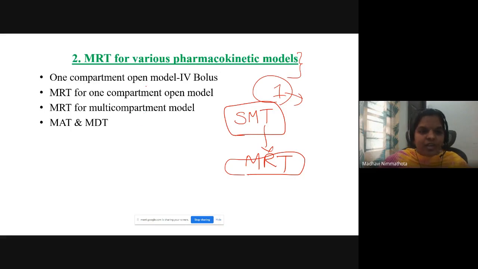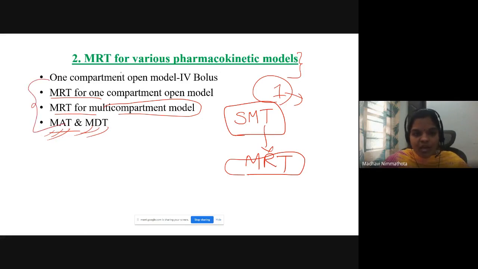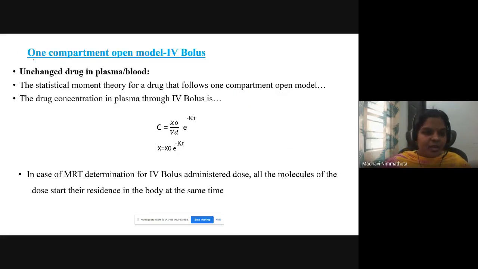One compartment open model through IV bolus, and then one compartment open model. This is for normal MRT calculation, and this is MRT for multi-compartment model, and this is mean absorption time and mean dissolution time of a drug. So here you need to learn about all these four topics under MRT for various pharmacokinetic models. This is the second topic of your 7th unit. First let me discuss one compartment open model through IV bolus.